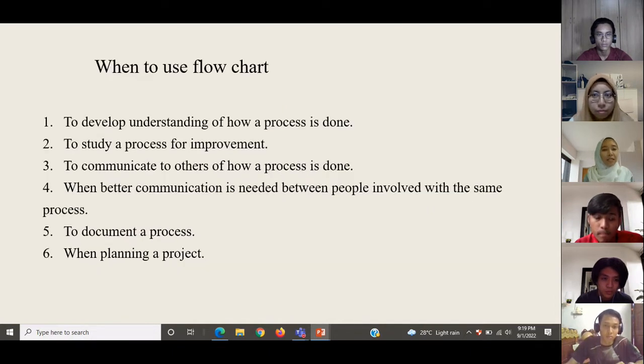When to use a flowchart? First, to develop understanding of how a process is done. Second, to study a process for improvement. Third, to communicate to others how a process is done. Fourth, when better communication is needed between people involved in the same process. Fifth, to document a process. And lastly, when planning a project.